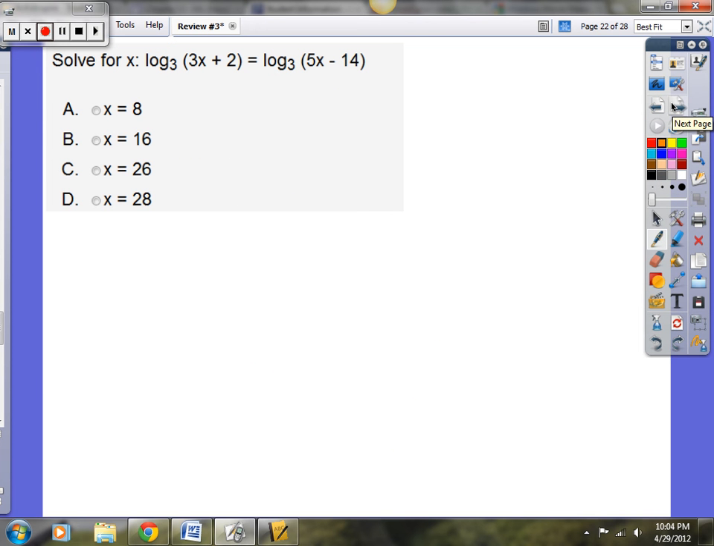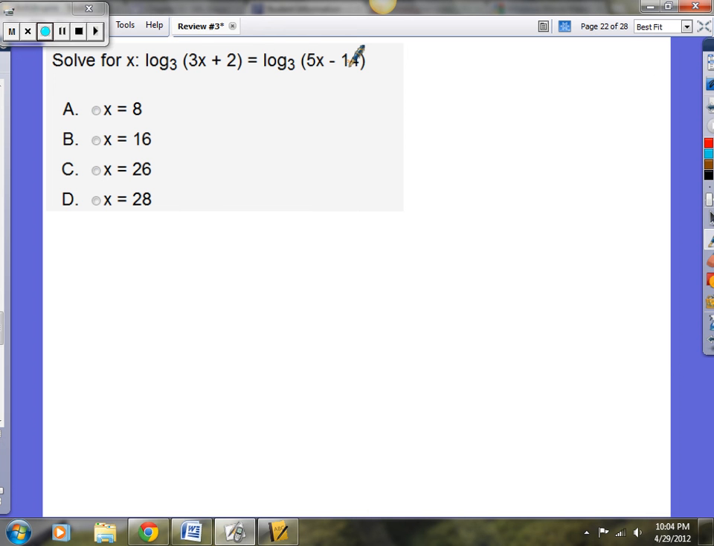Solve for x. Log in base 3 of the quantity 3x plus 2 is equal to log in base 3 of the quantity 5x minus 14. So, you can kind of use common sense. The log in base 3 of this group equals the log in base 3 of this group. So that must mean that your two groups have to be equal. They have to. Or you can use your log properties. If you got the log in base 3 on one side, log in base 3 on the other, they're going to undo themselves. They're going to cancel out.